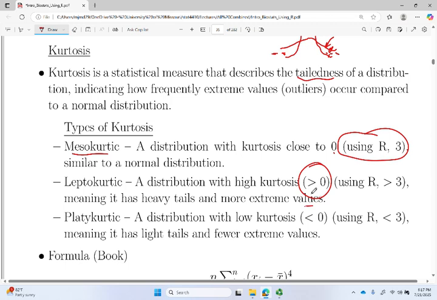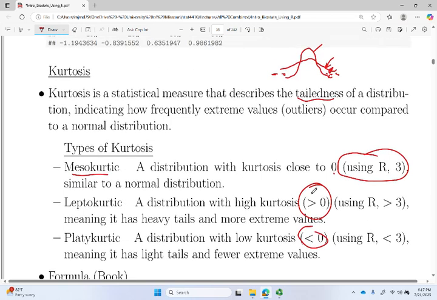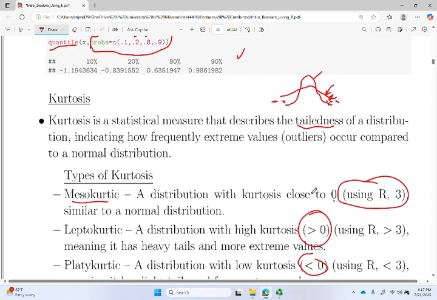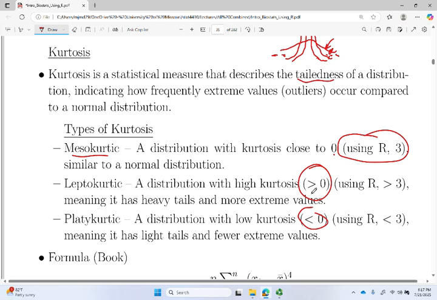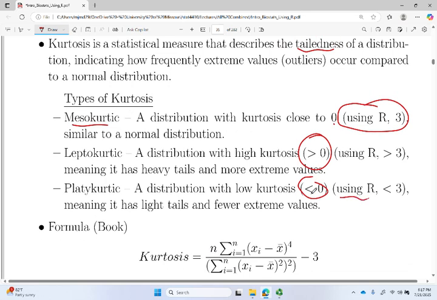Platykurtic would be negative, which means that the tails are thinner than a normal. So this would be platykurtic. So it's low kurtosis.